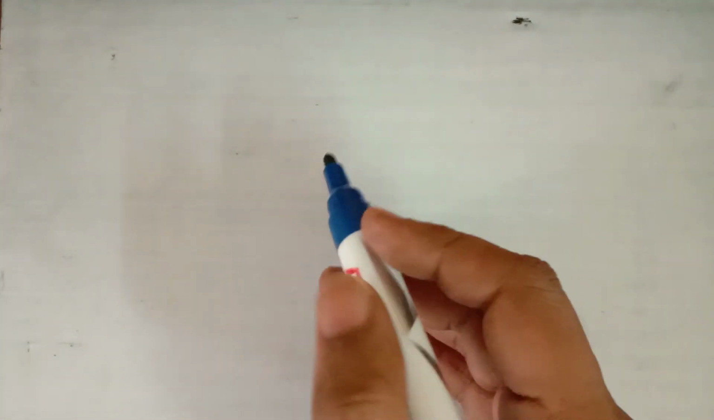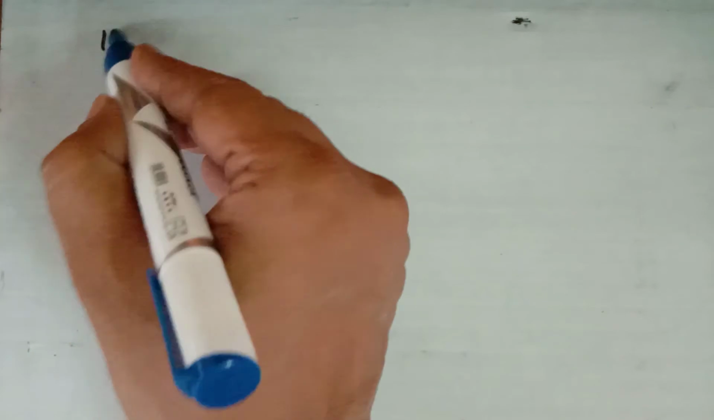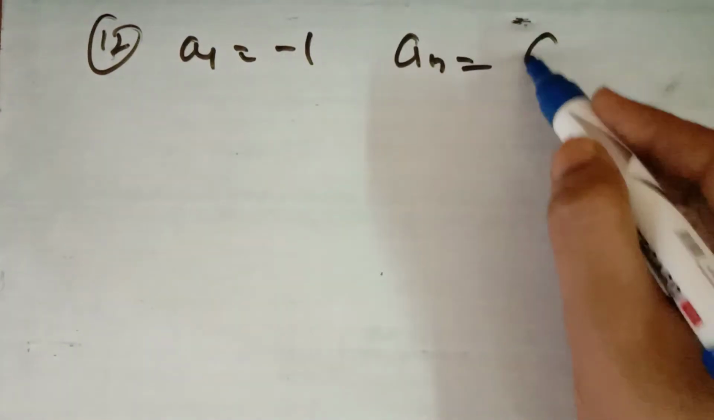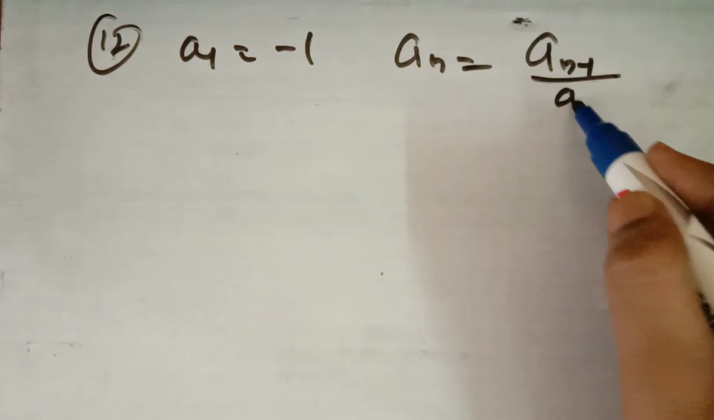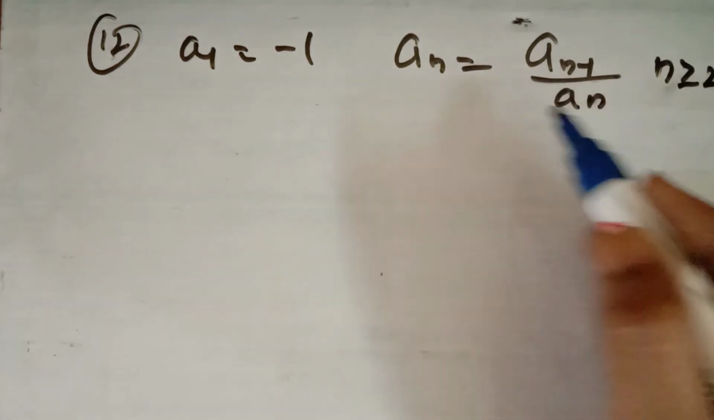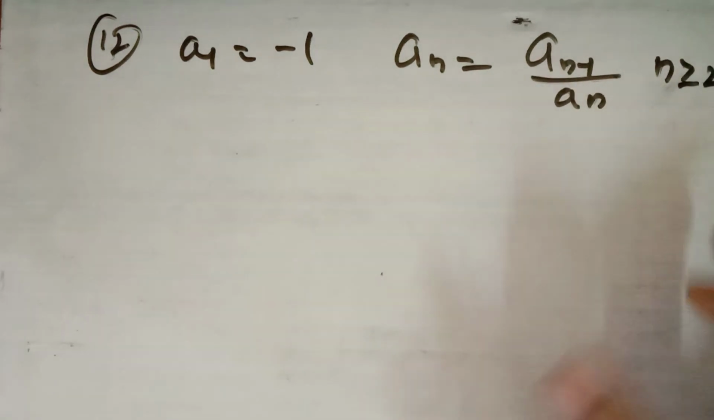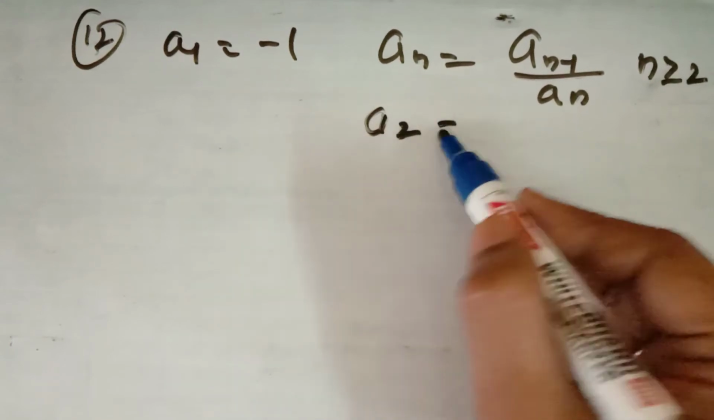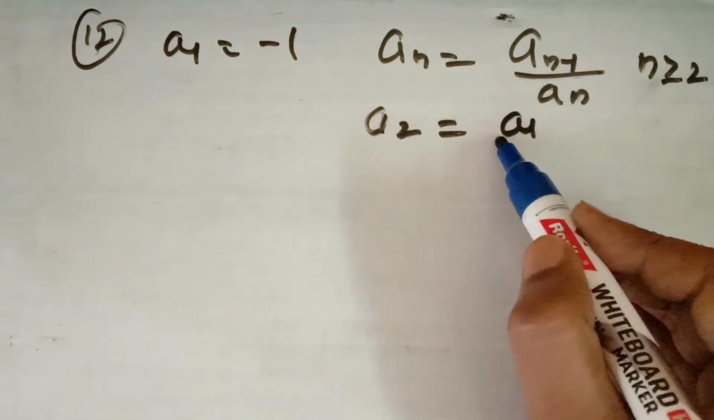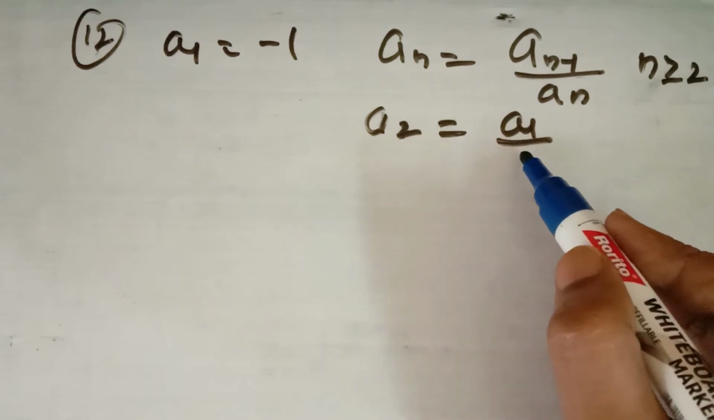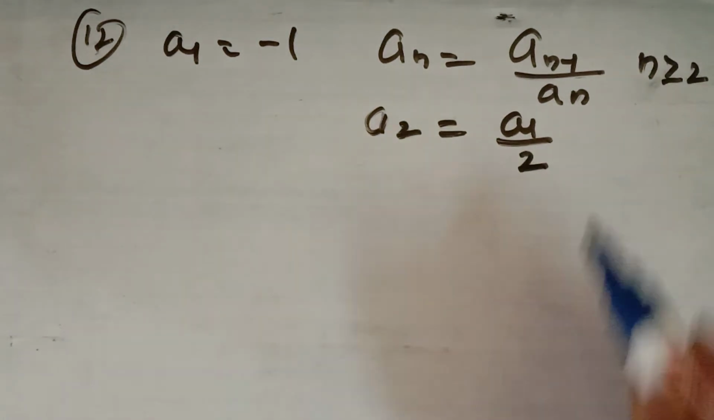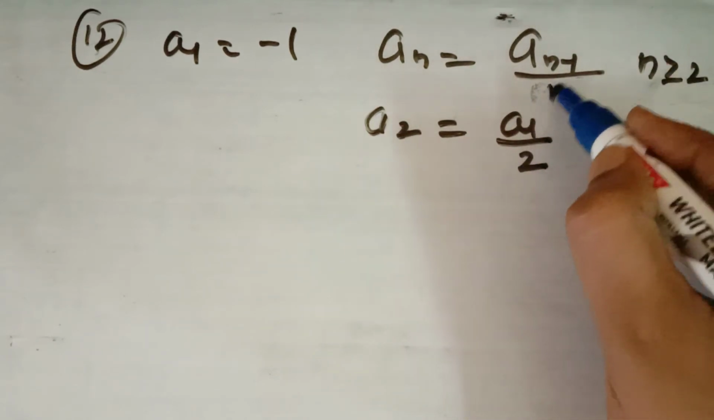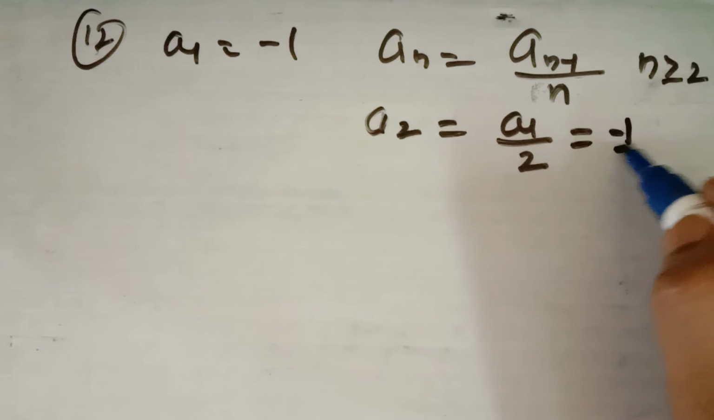Now in question number 12 also the same, that is a1 is given, that is minus 1. The nth term is given as a(n minus 1) divided by n, and n is greater than or equal to 2. Means you have to take this when n is greater than or equal to 2. So a1 is given, so a2 will be equal to a(2 minus 1), that is a1 upon 2. See it very carefully. a1 upon 2. So this is a1, which is minus 1, upon 2.